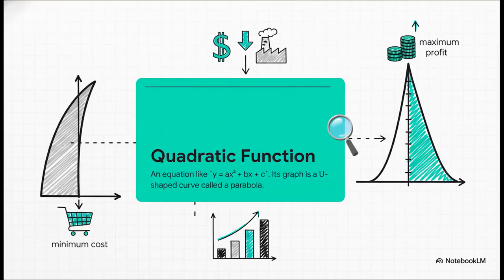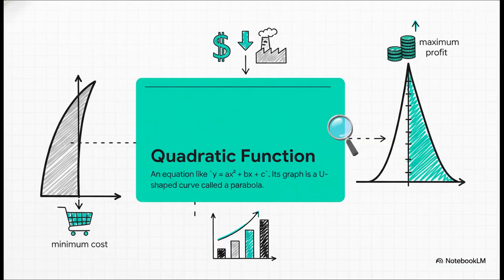So, what exactly is a quadratic function? Well, it's an equation that looks like this: y equals ax squared plus bx plus c. The key thing to notice is that little squared term, the x squared. That's what makes it quadratic. And when you graph this equation, you get that classic U-shaped curve we call a parabola.